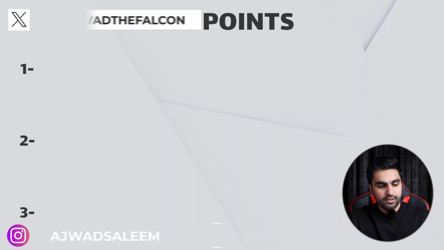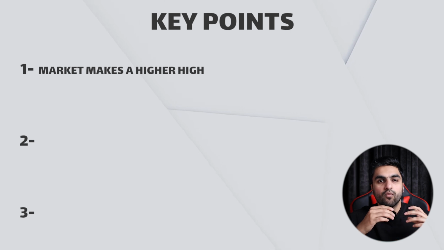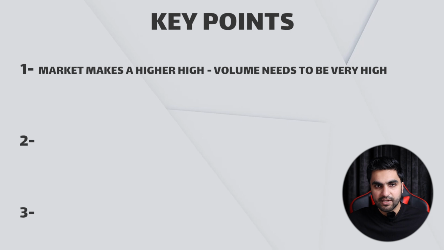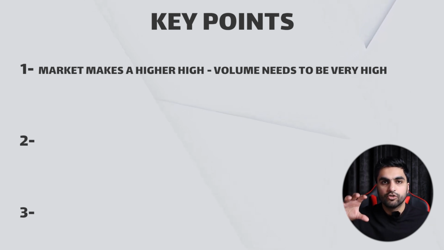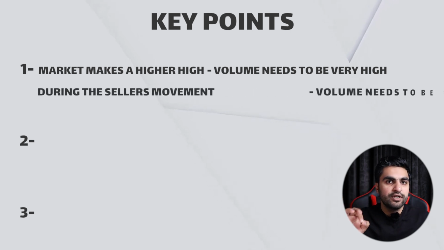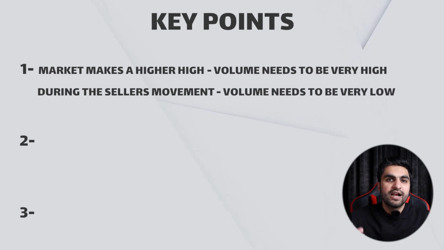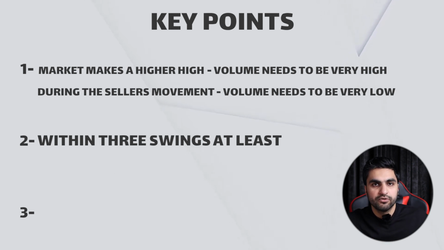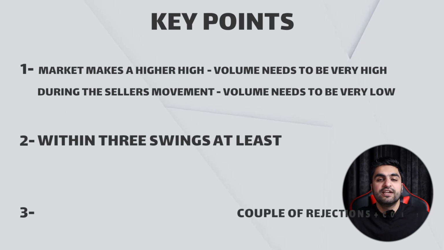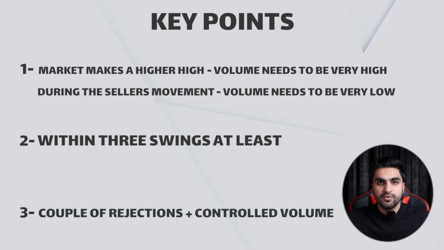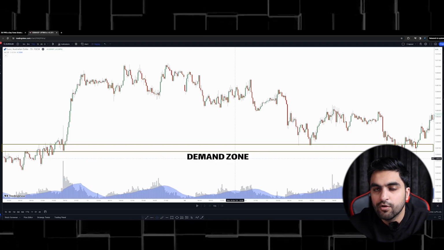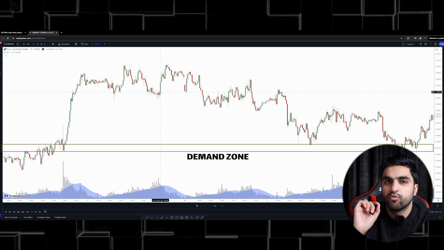So first key point is when market makes a higher high, volume needs to be very high. Market is pulling back. If it's in the buyer's market and pullback is from the sellers, so during the seller's movement, volume needs to be very low. Another key point, market needs to come within 3 swings at least towards our demand zone from where buyers made a strong movement to the up. And at that point, there needs to be a couple of rejections and volume needs to be in control as well.